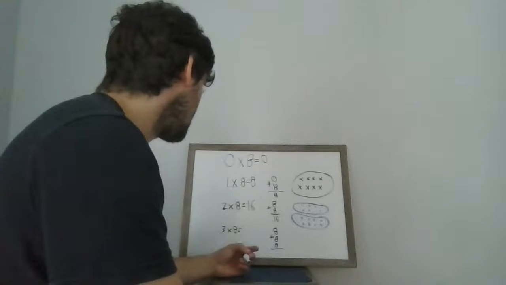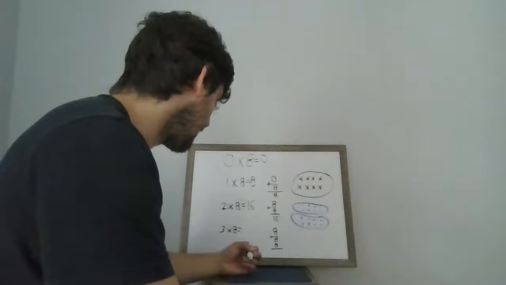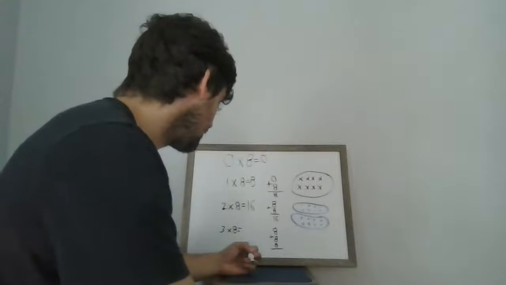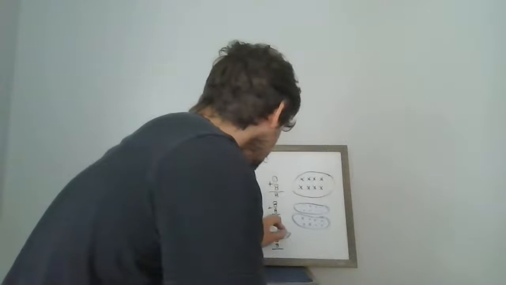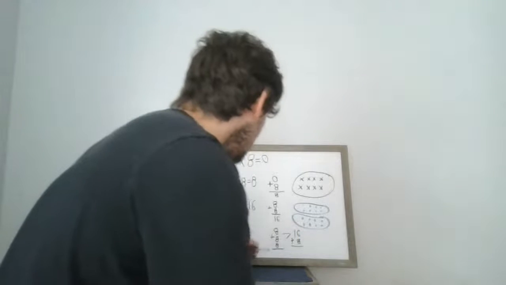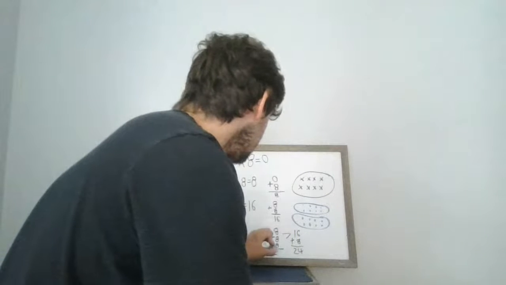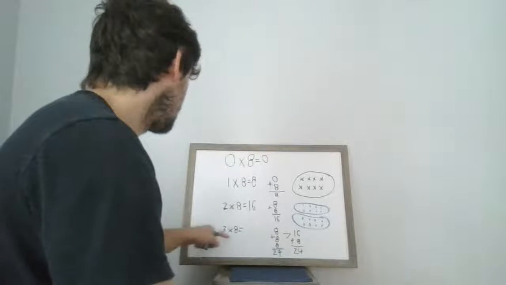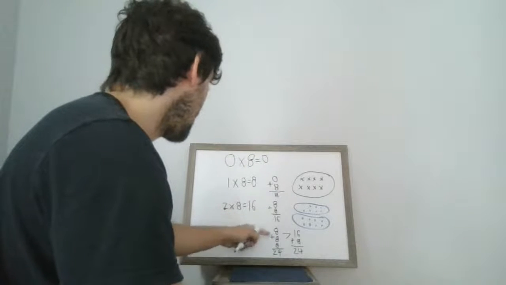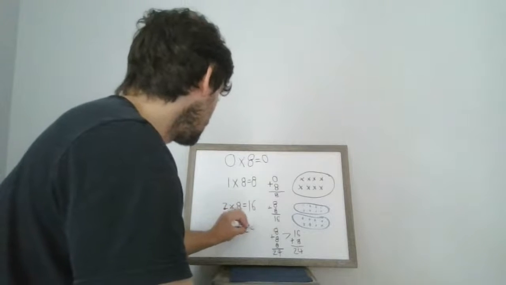Okay, 3 times 8. So that means that we're adding 8 plus 8 plus 8. We're adding 8 3 times. So 8 plus 8 we know is 16. 16 plus 8 equals 24. So 3 times 8, if we're adding 3 groups of 8 together, the total that we get is 24.